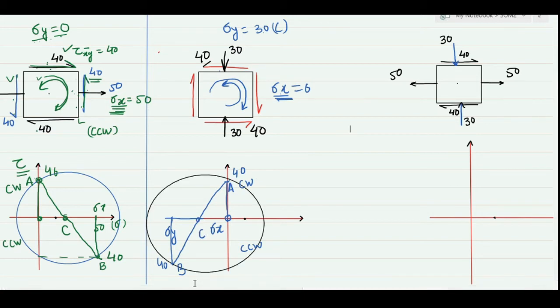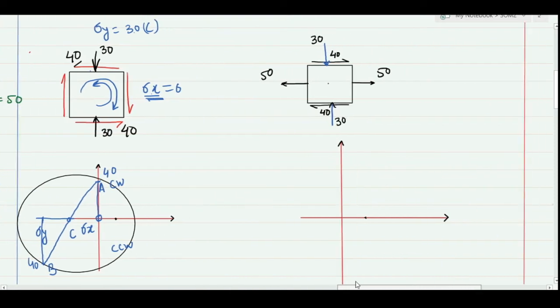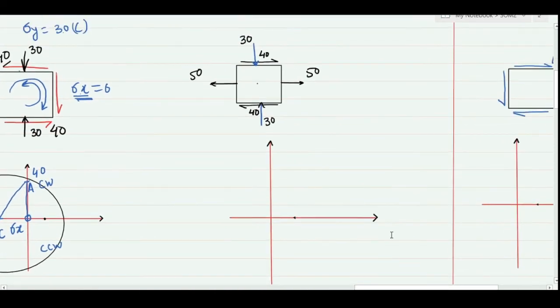If I have all the stresses acting on my stress element, for example, in this case, sigma x is plus 50, sigma y is minus 30, as well as I have shear, and I can see here that for the top surface the shear is acting in the clockwise sense, and for this vertical face it is acting in the counterclockwise sense.